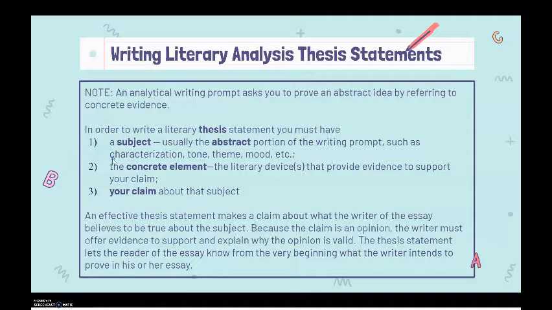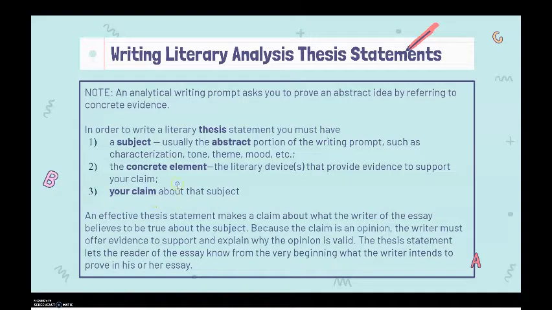So, in order to write a literary thesis statement, we need these 3 things. We need the subject, and the subject is usually the abstract portion of the writing prompt. Again, an abstract portion is something like an idea. So, things like characterization, tone, theme, mood, symbolism. The concrete is what we're going to use to back up the abstract. This is going to be the evidence that we use. And this is going to be things like literary devices, something that I can see and physically point out in a text to help me back up my claims.